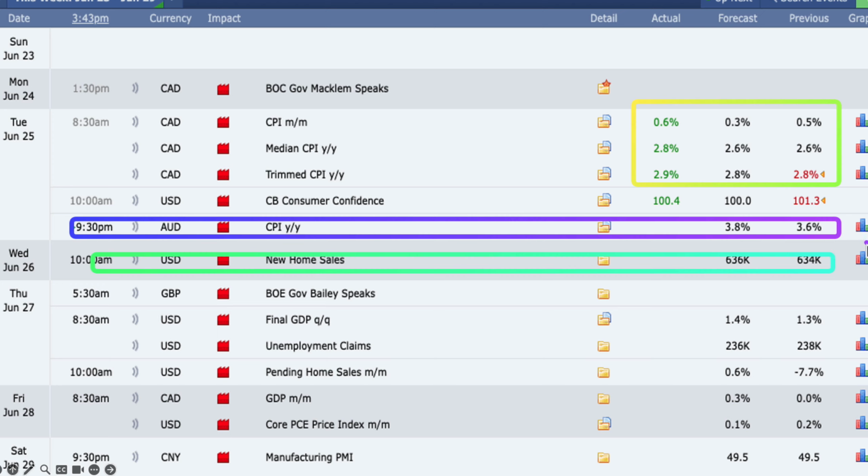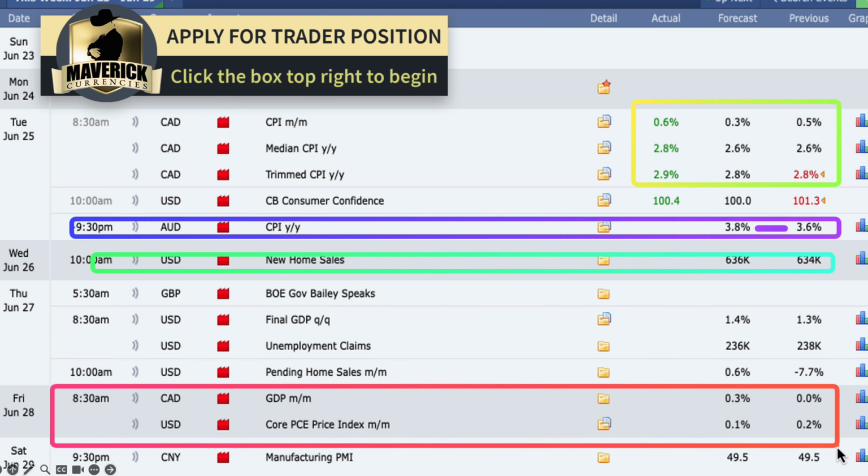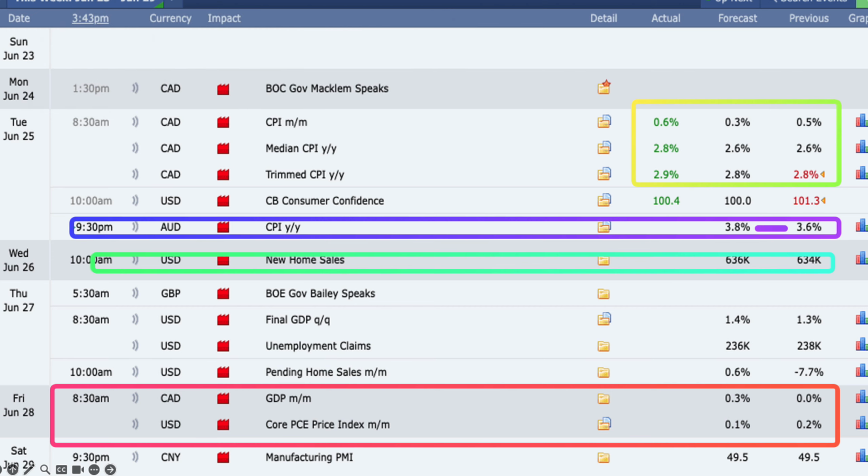If it comes out weaker than expected, it pulls back. But if it does come out higher than expected, as is expected, then we'll look for some breakout strategy in the Aussie. But outside of that, you can see there's not a whole lot. On Friday, we have the US PCE price index. But for the next couple of days, I don't really see a whole lot on the schedule to be really worried about.